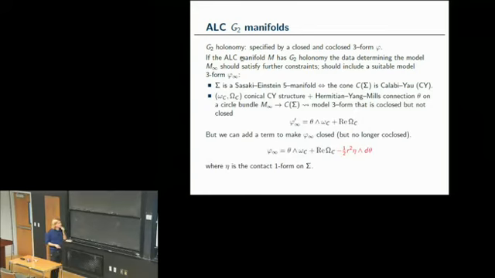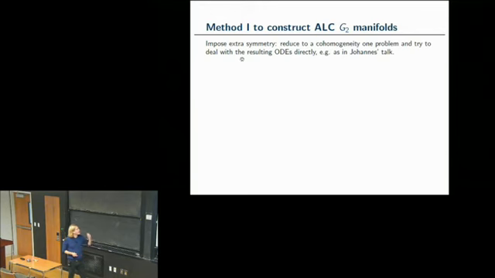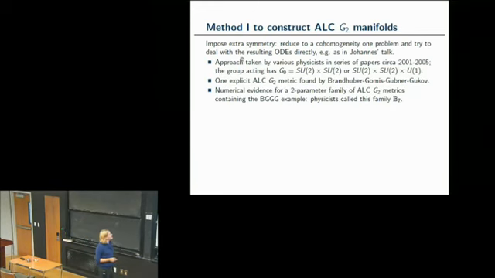So how could you try to construct ALC G2 manifolds? Well, you already heard a little bit in Johannes's talk. So one thing is just to impose extra symmetries. In particular, impose so many symmetries that things reduce to an ODE problem, and try to deal with the resulting ODEs directly. So you've heard some results in that direction. This was pioneered by various physicists, including Sergei, in an explosion of activity between 2001 and 2005.